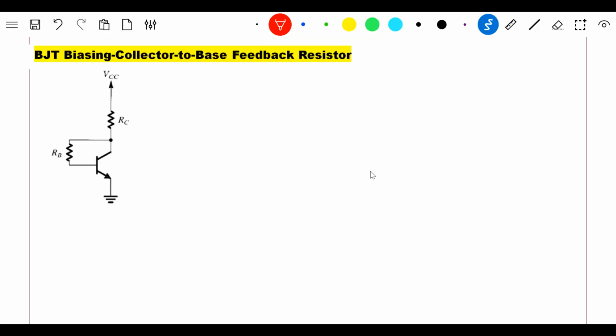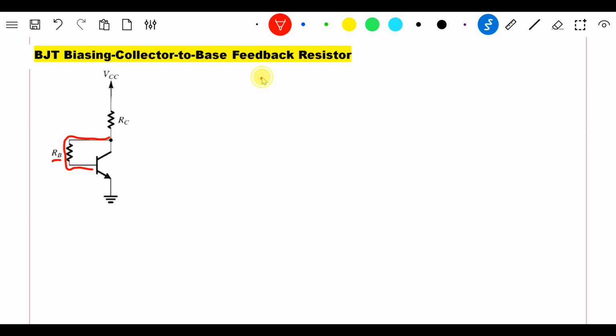Friends, in this video, let us discuss the biasing circuit, biasing done to a BJT circuit, which is collector to base feedback resistor biasing. Now why is this particular circuit considered to be collector to base feedback? If you see the circuit, you have a resistor RB which is connected as a feedback from base to the collector. So that is the reason it is called collector to base feedback resistor.